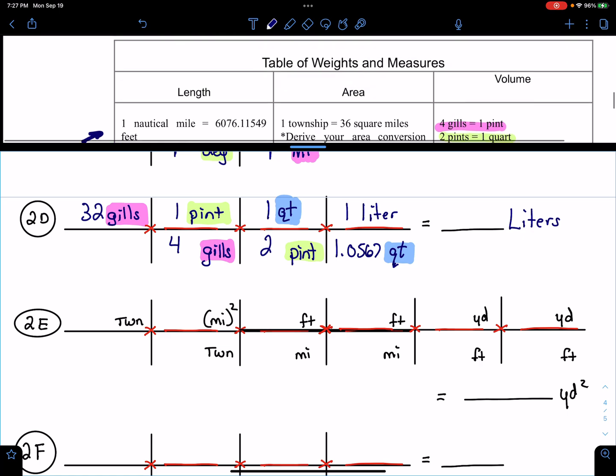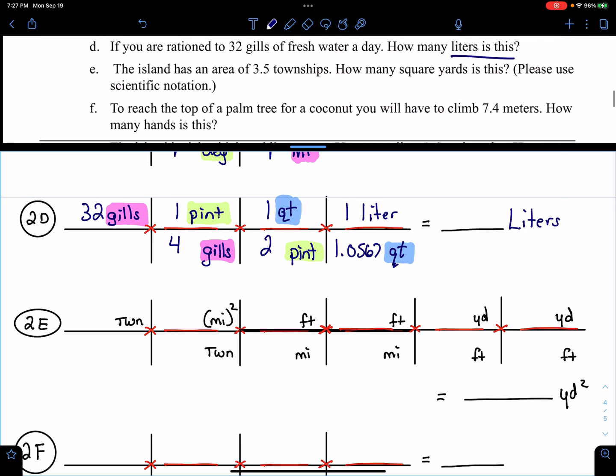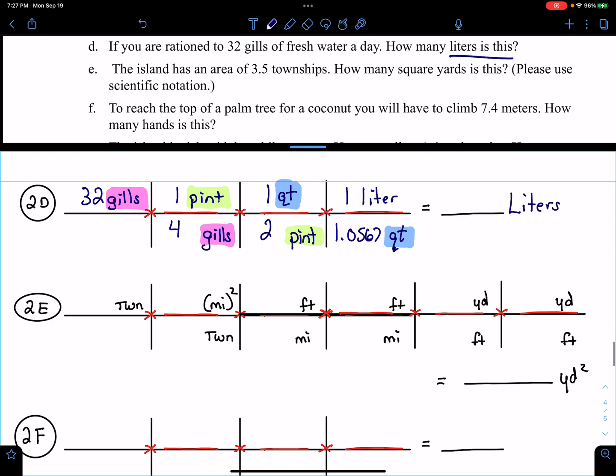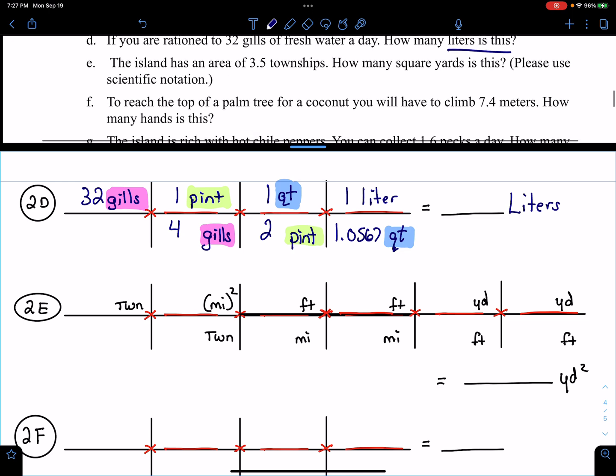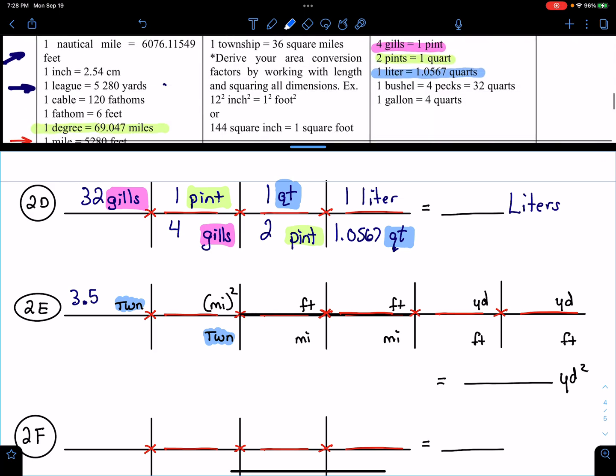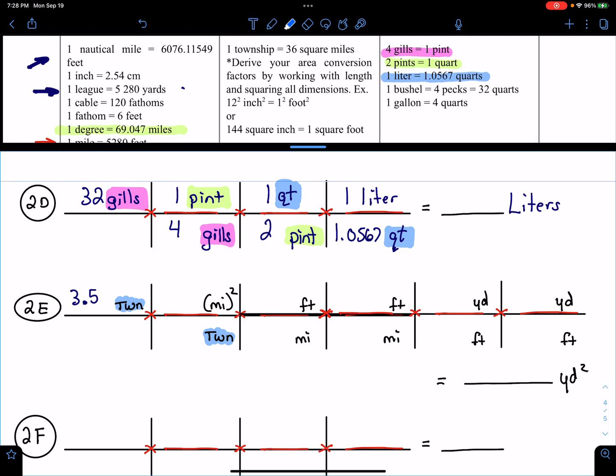Let's see, we're at letter E here. This is probably going to be the longest one by the looks of it. It goes all the way across the whole paper here. So let's start by reading what this number has for us. It says the island has an area of 3.5 townships. So we're going to put in 3.5. And look at this, some nice person even put in all of your units, so you can go through this quickly. All right, so let's go here, and you've got townships to square miles.